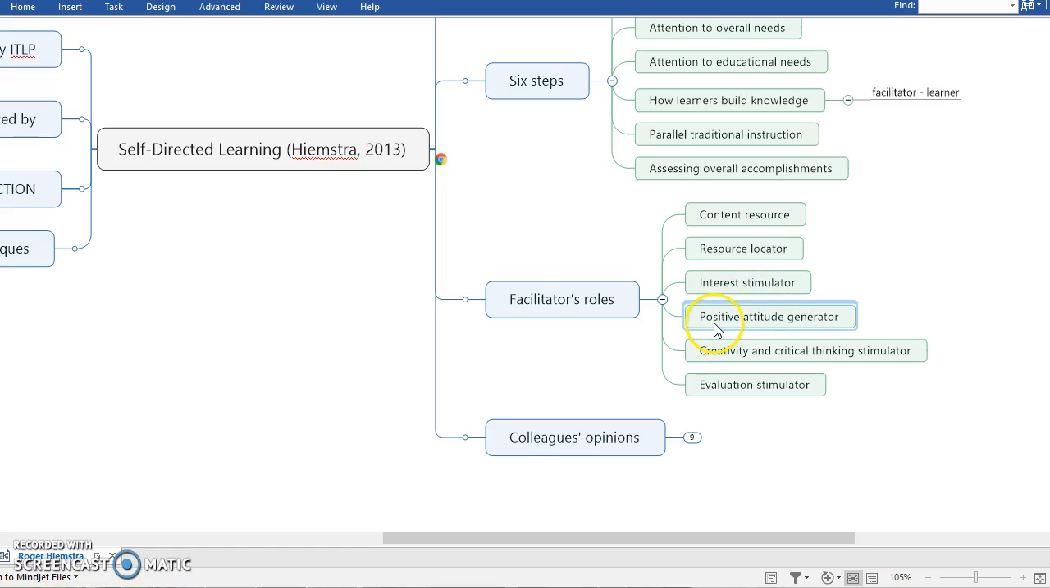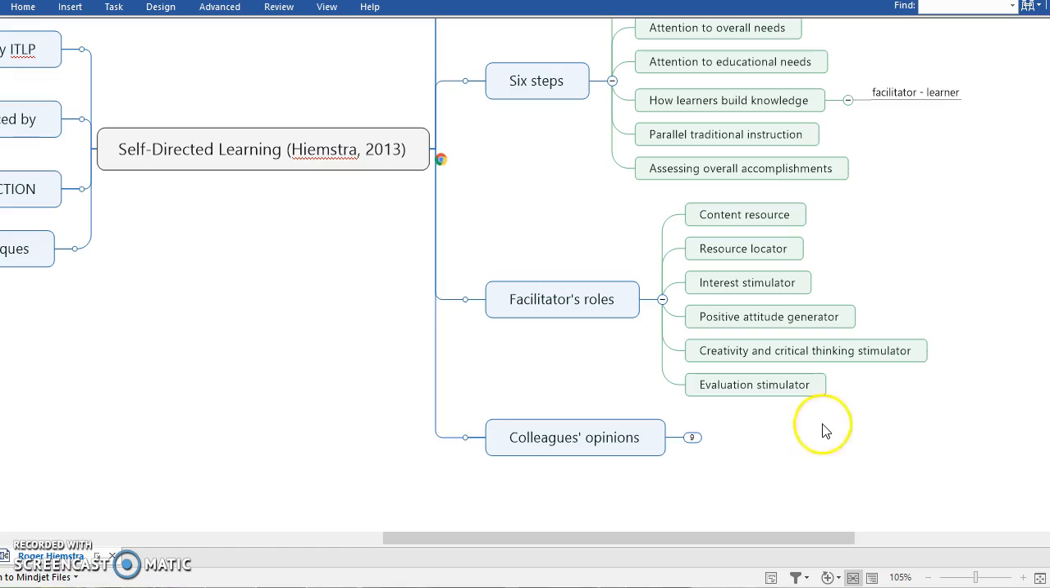And that has also to do with a positive attitude generator. So all the feedback or the assessment provided by the facilitator has to be positive. So maybe he's not doing things quite well, but a positive reinforcement is required so as to keep interest high in learners. Creativity and critical thinking stimulator.